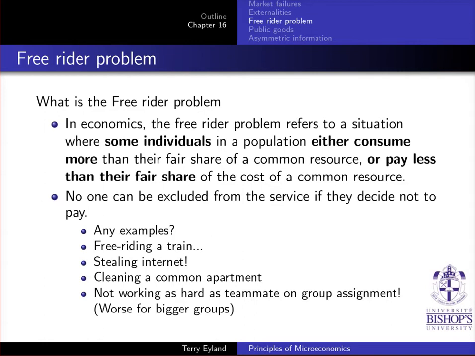So these are your common examples of free rider problem, but you could also think about cleaning a common apartment. It would be one as well. You'll always have the same people cleaning, and I'll discuss why in a second, why it may not vary so much. And the same thing would happen with not working as hard in the group for a group assignment. And it often becomes worse the bigger the groups.